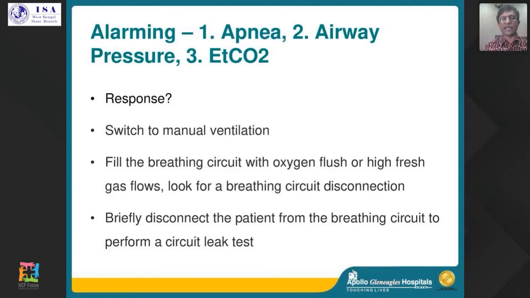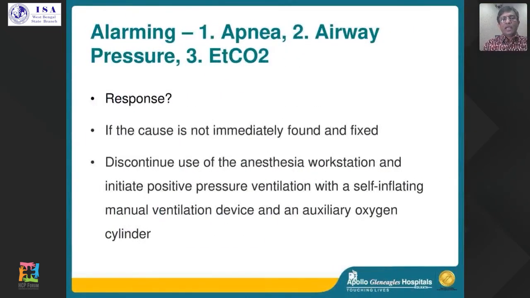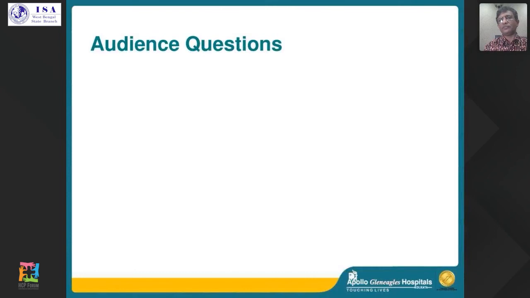Till that time, the rebreathing bag is attached to the patient and you are ventilating that. And if you can resolve it, fine. If the cause is not immediately found and fixed, discontinue the use of this workstation and initiate positive pressure with a self-inflating manual device, which is an Ambu bag, through an auxiliary oxygen cylinder, and continue with the case.